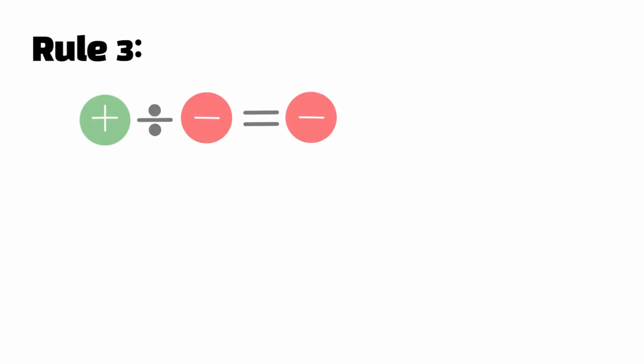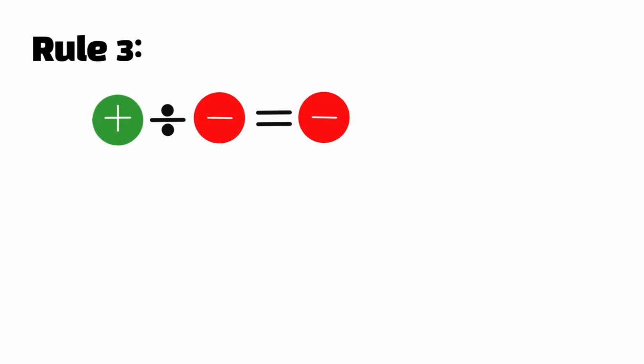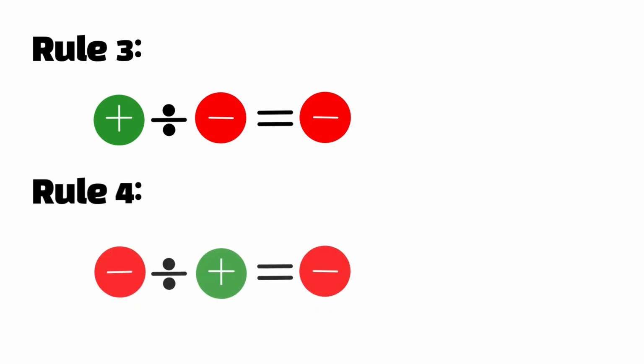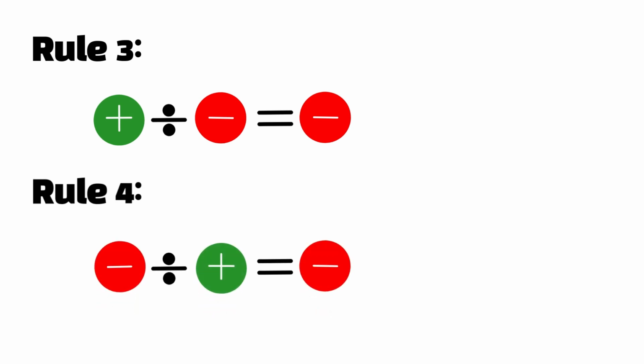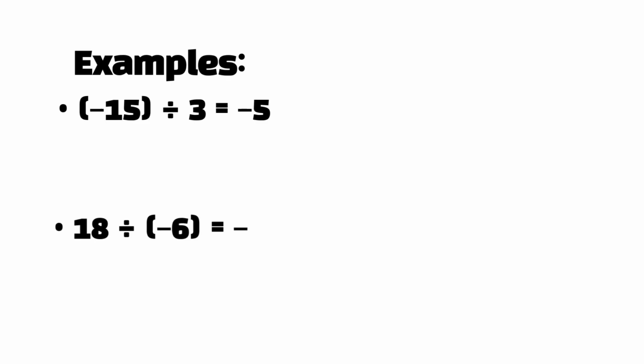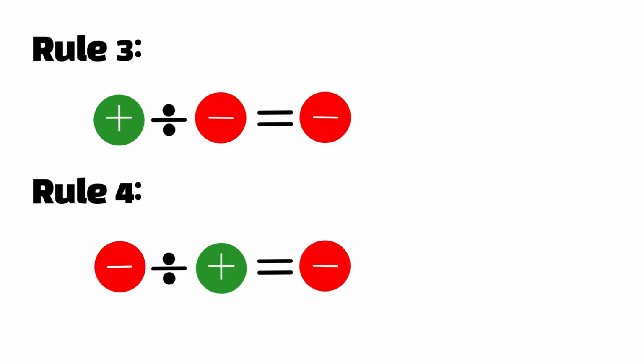Rule 3. Positive divided by negative equals negative. Rule 4. Negative divided by positive equals negative. Examples. Negative 15 divided by 3 equals negative 5. 18 divided by negative 6 equals negative 3. So, if the signs are different, the answer is negative.